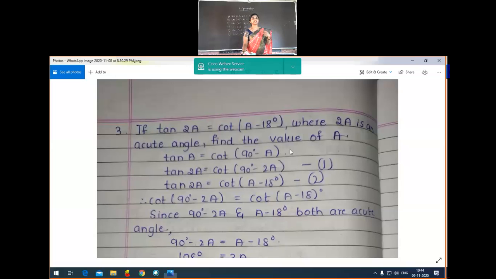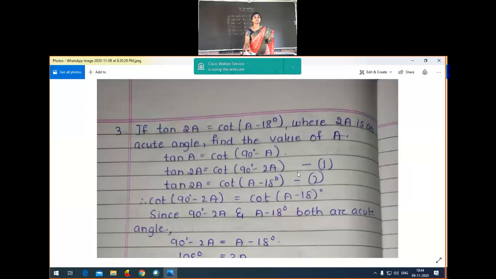Okay, yes. See here, tan a is equal to cot of 90 degree minus a. So this relation we are using to solve this problem. So in place of a, let us write 2a: tan 2a is equal to cot of 90 degree minus 2a. Call this equation number 1. Then what is the condition given actually? Tan 2a is equal to cot of a minus 18 degree is given. Call this equation number 2.